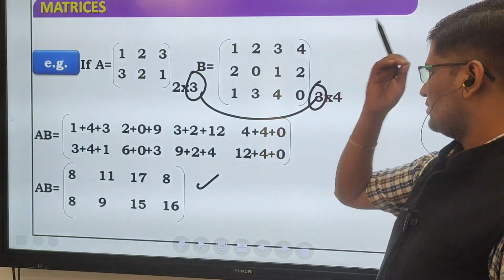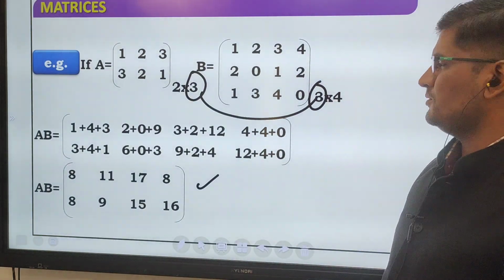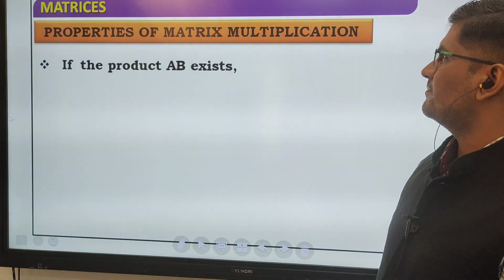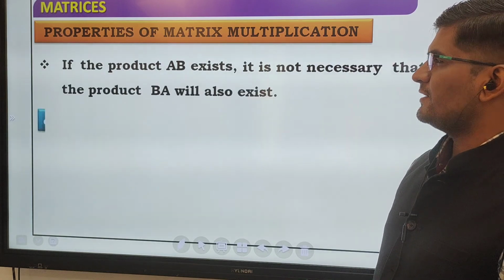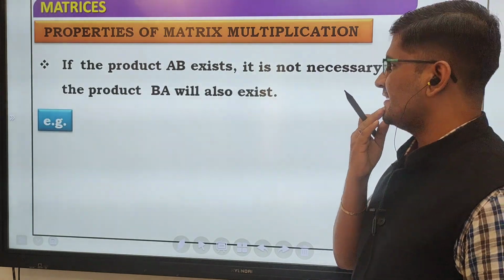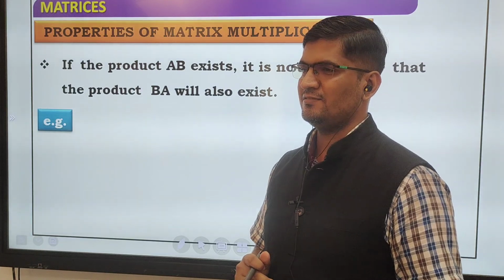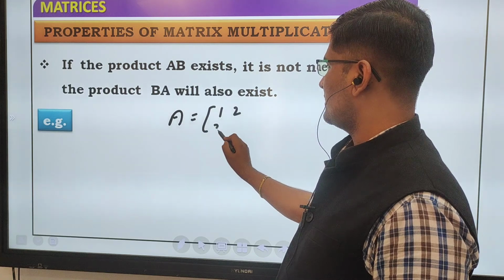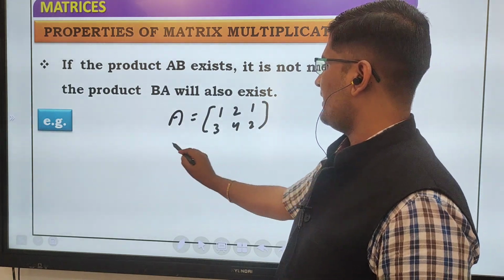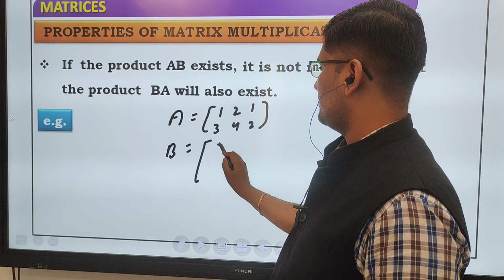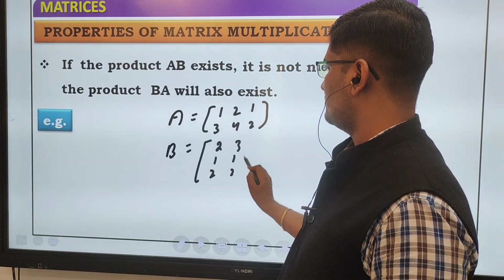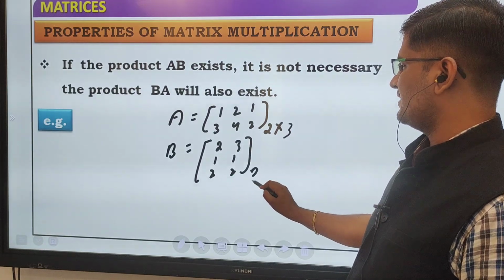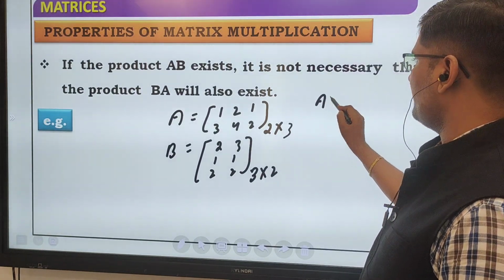Okay. So you have to do the multiplication in this way. Properties of matrix multiplication. If the product AB exists, it is not necessary that the product BA will also exist. Yes or no? Suppose A is 2 by 3 and B is 3 by 2. So here 2 into 3 and here 3 into 2. So AB is possible.